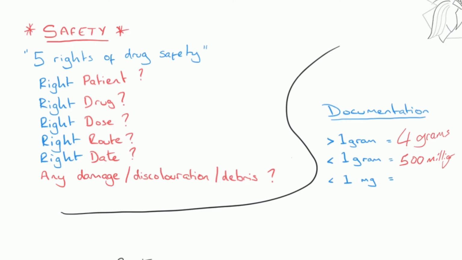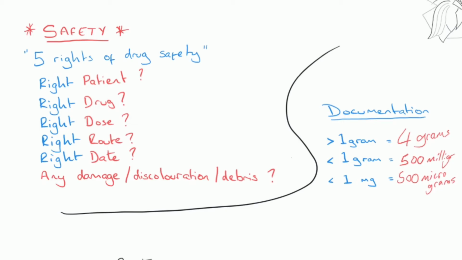So 500 milligrams, and if it's less than a milligram, again, so if it was half a milligram of a drug, rather than saying 0.5 milligrams, we use micrograms. So let's say we're going to give half a milligram of a drug, it'd be documented as 500 micrograms, which I'm just going to squeeze on there. It'd be documented as micrograms.